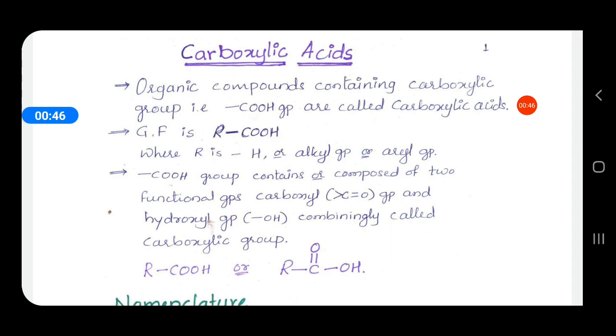The name carboxylic acid is derived from the two groups it contains, that is, it contains two functional groups. One is a carbonyl group, that is C double bond O, and another one is the hydroxyl group. So combining the carbonyl and hydroxyl groups, it is called the carboxyl group.